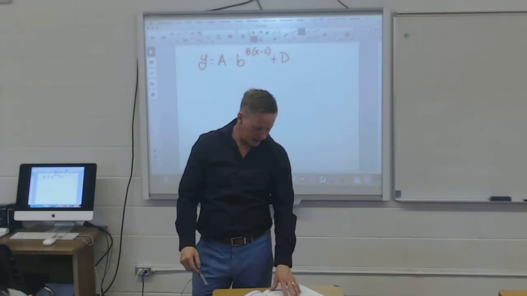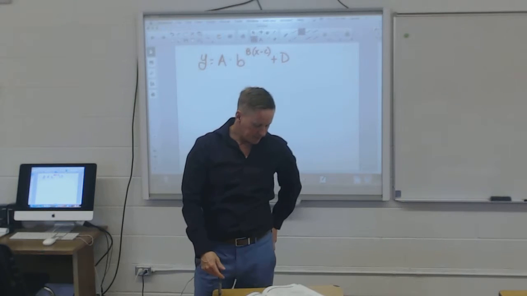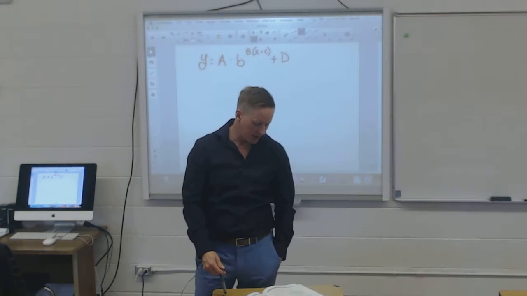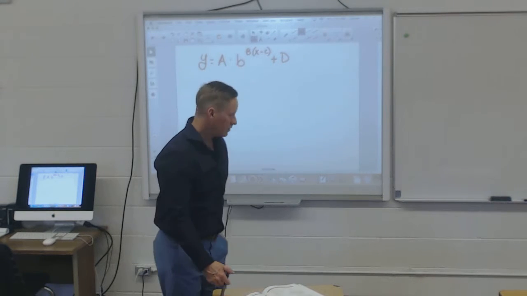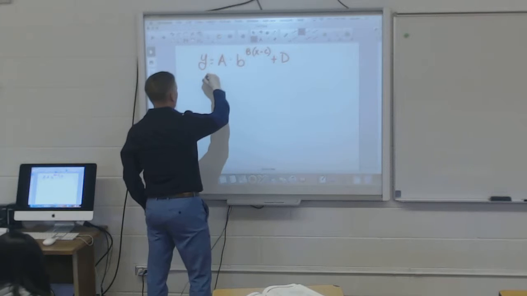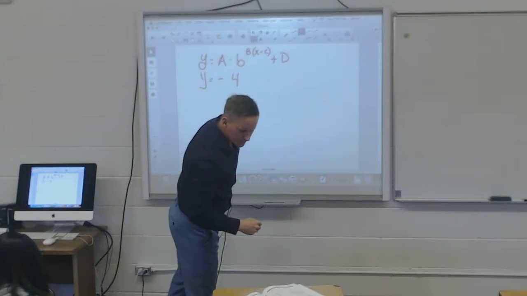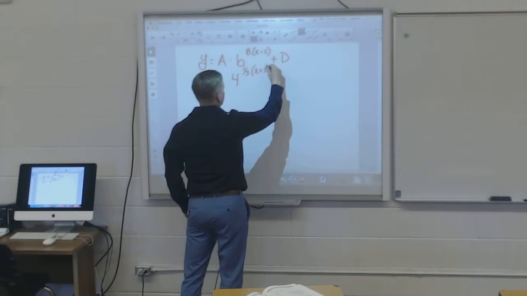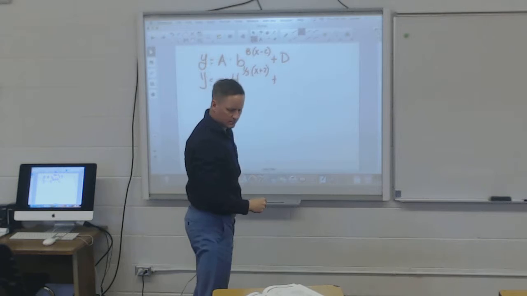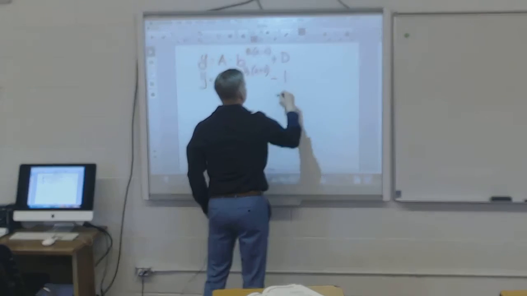Go to page 242. It says, describe the transformations of y equals 4 to the x caused by the following. So I have y is equal to negative 4, 1/3, x add 2, plus subtract 1. Okay.